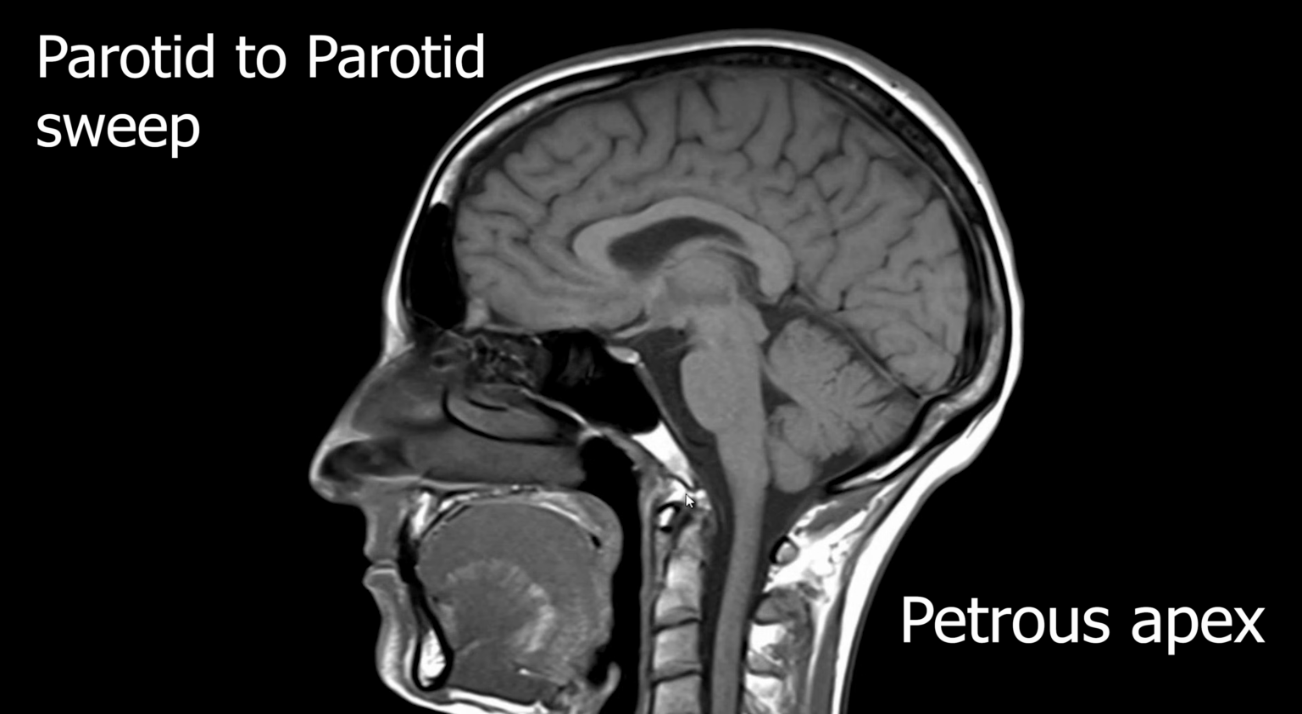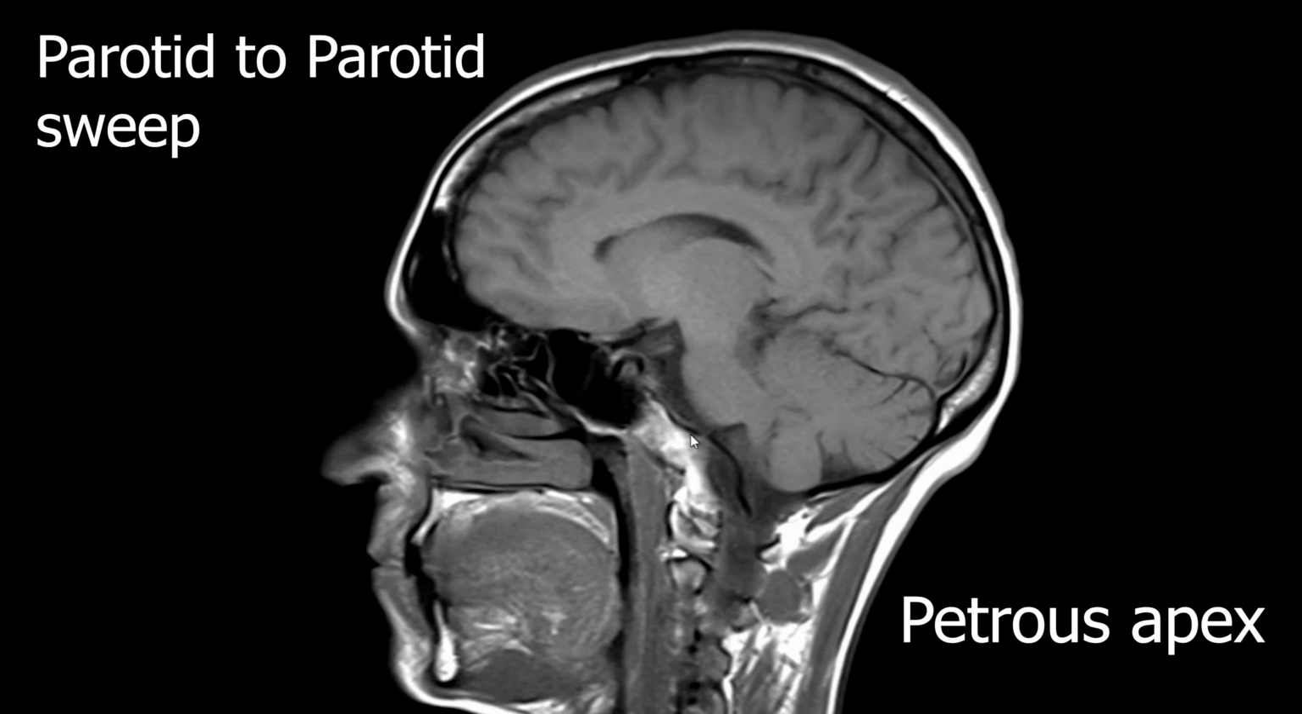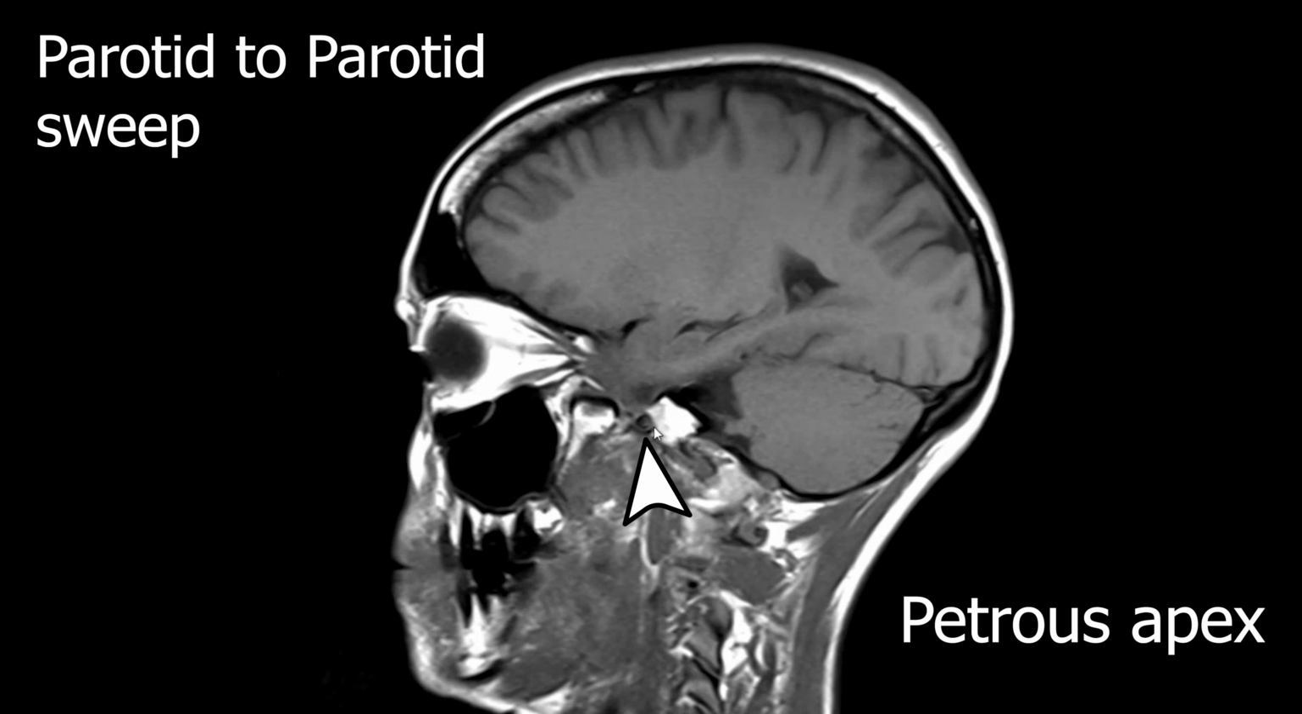A good landmark is the flow void of the petrous internal carotid artery. Then we know the bone posterior to this flow void is the petrous apex. Alternatively, if we can find the petrous apex, then we know the artery in front of it is the petrous ICA. This relationship is very useful when anatomy is distorted.